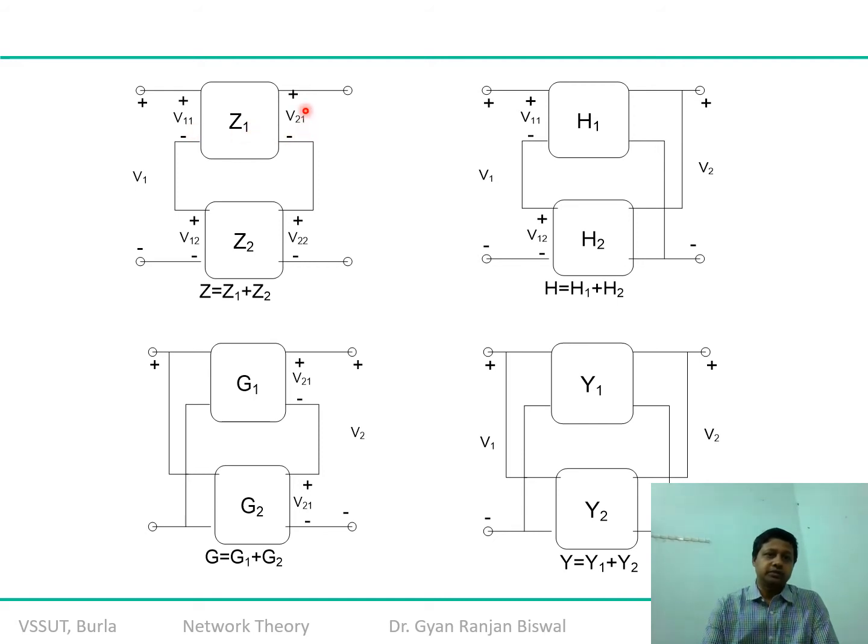V2 is the output. Again, V2 is the output port, whether it is V2 of the first network or V2 of the second network. So you should not be confused. We are connecting them.